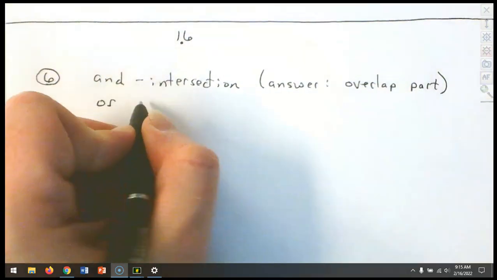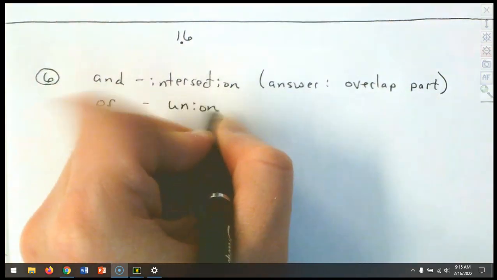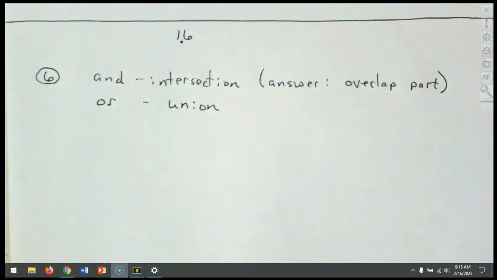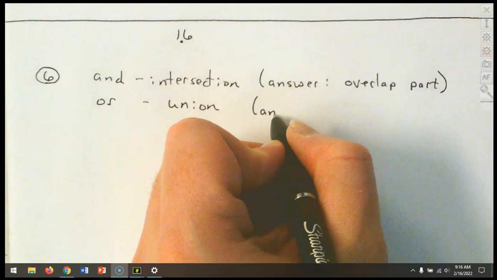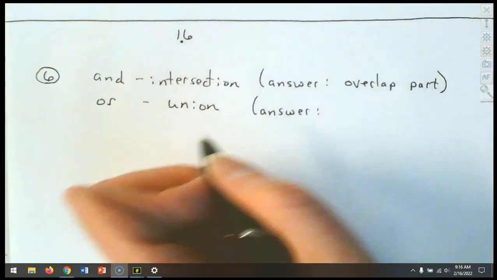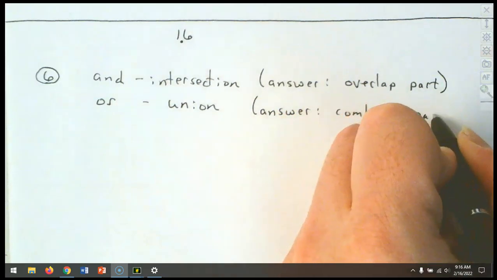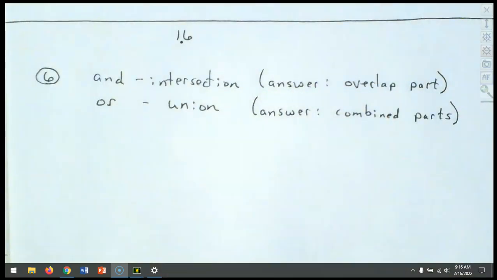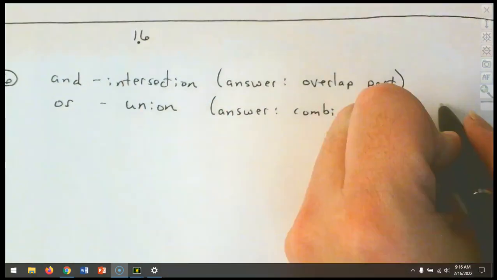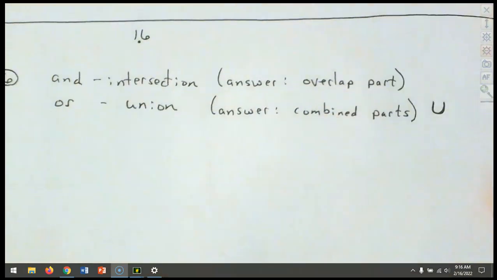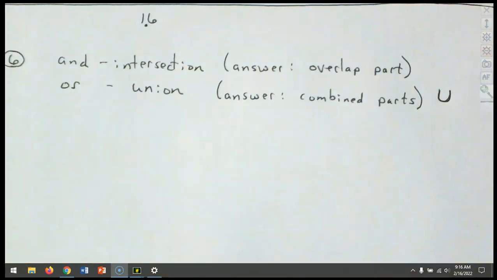Now, what about an or? Or is called a union. Like a marriage. Everything gets united together, combined together. And what's the answer going to be? The answer is going to be combined together. So we're going to be combining the parts together. And how do we combine them together? We use a U to represent that union. So an and is an intersection. It's where they overlap. Our answer is going to be the overlap part. Or is the union. And that's where they get combined together.